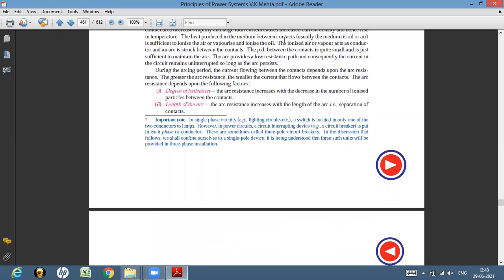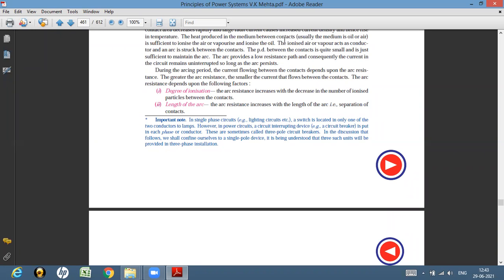In addition to that, you also have the degree of ionization. Degree of ionization means, you know, there are ions present in the moving contact as well as the fixed contact. And whenever an arc occurs between the moving contact and the fixed contact, your ionization process will start.